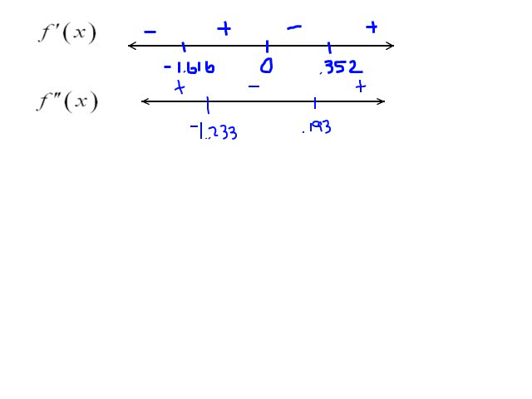Here's the first and second derivative information we just found. There are relative minima at negative 1.616 and 0.352 because of the decrease on the left and increase on the right of these points. There's a relative maximum at 0 because of the increase on the left followed by a decrease on the right. Both negative 1.233 and 0.193 are points of inflection because the concavity changes sign around them.